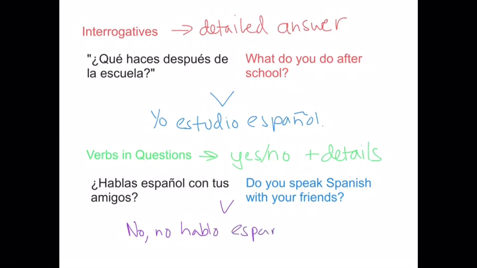Remember, when answering negatively in Spanish, you must use two no's at the start of your reply. The first no is answering the question. You're just simply saying no. The second one is saying I don't. So essentially saying no, I don't. Muy bien. Gracias.